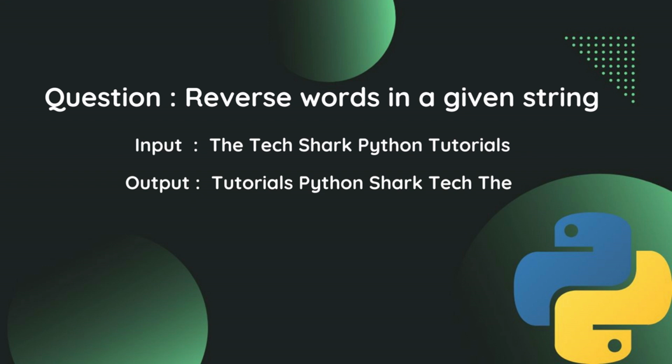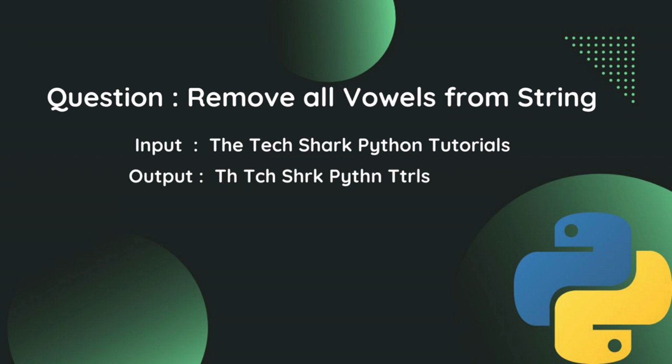The next question is we want to remove all vowels from the string. Again, the input string is the same, "TechShart Python tutorials". We want to remove all vowels from the string, which are A, E, I, O, U. We just want to remove those from the string.